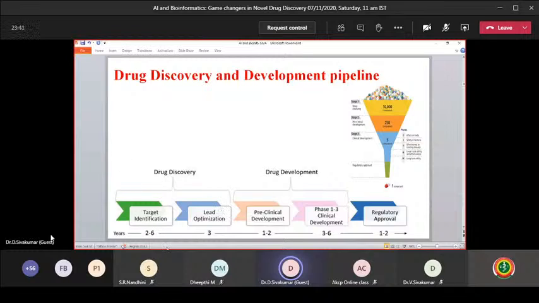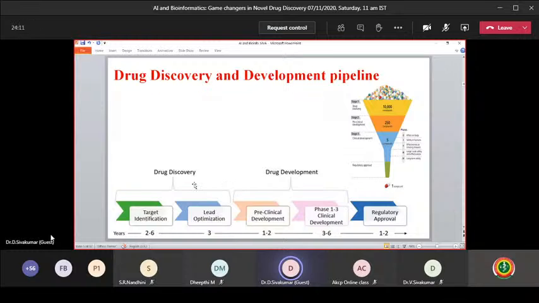In this case, like 2 to 6 years, it takes to identify the right target and optimize the lead. Then once the lead is optimized, we need to move to the next stage. That's called drug development. We need to develop the lead. The lead here is a small molecule, right? The chemical substance mostly, or also a natural substance. And then we need to go for preclinical development, and then the clinical trials phase 1, 2, 3. Then we have a regulatory approval.